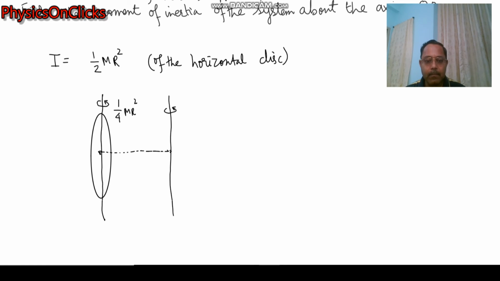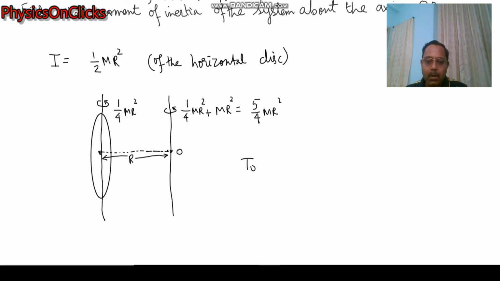So let's check this point O. This distance is nothing but equal to capital R. So according to the theorem of parallel axis, it should be equal to 1/4 m r square plus m into r square. So how much will it be equal to? 5/4 m r square. Similarly, if we calculate the moment of inertia of the other disk which is symmetrically placed on the other side, it will also have 5/4 m r square.